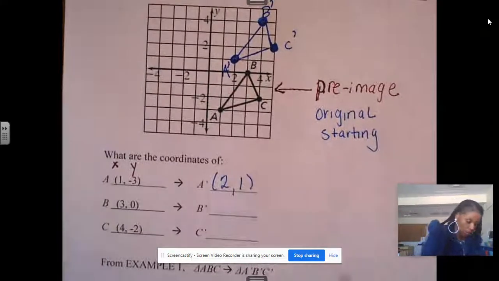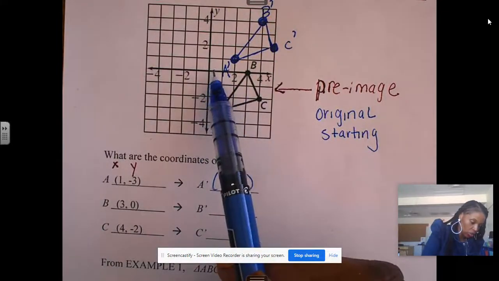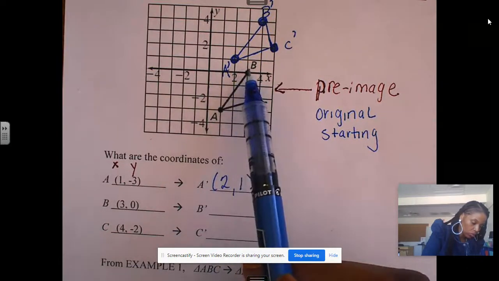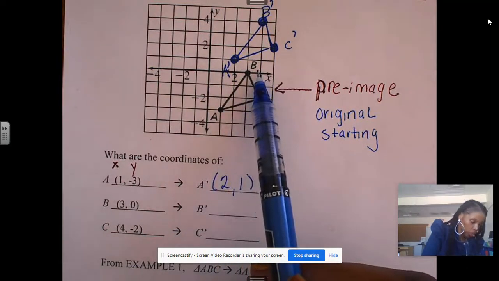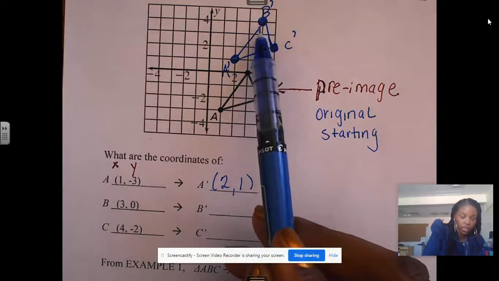For your B prime, you start at your 0, so you go over 1, 2, 3, 4, and then you go up to 4, because that's where B is.